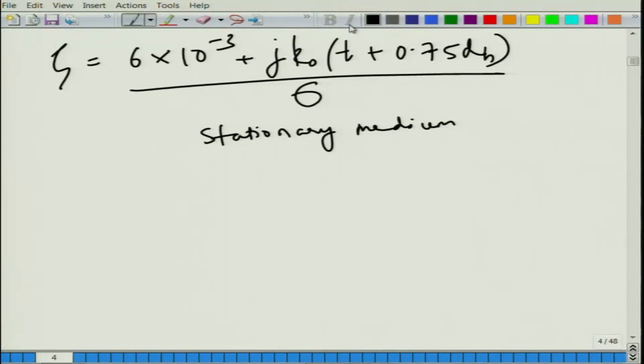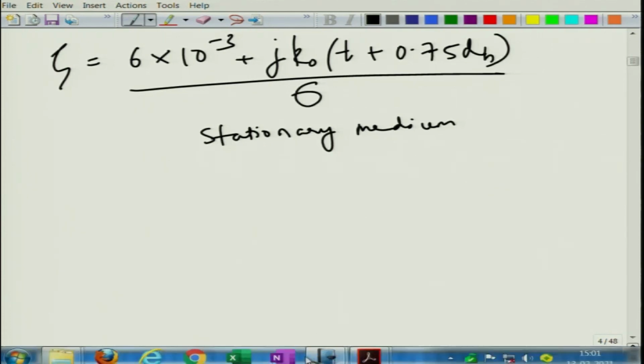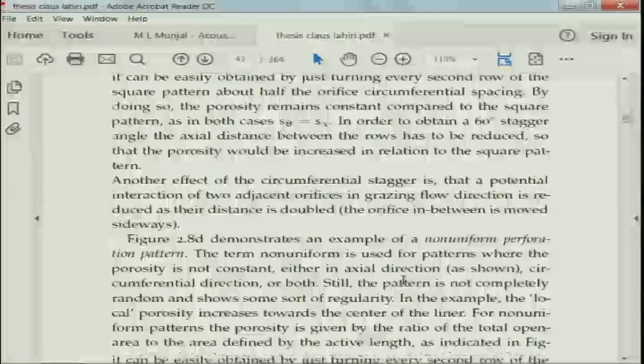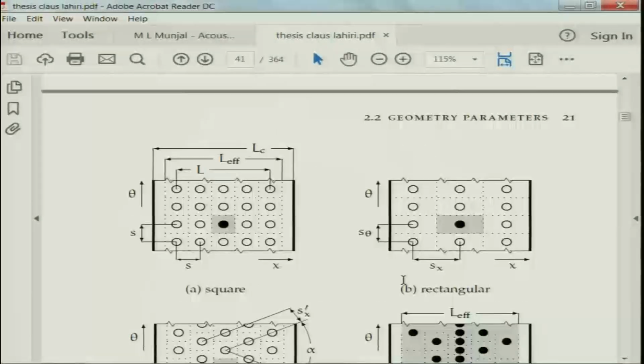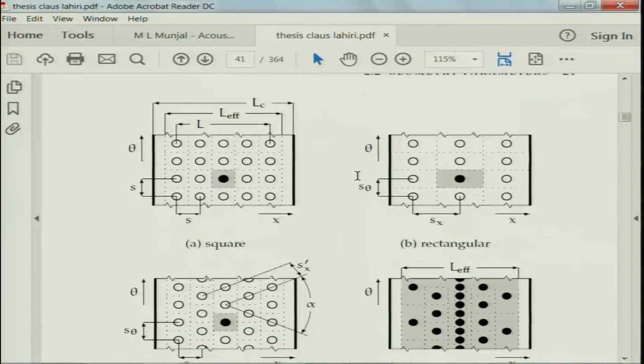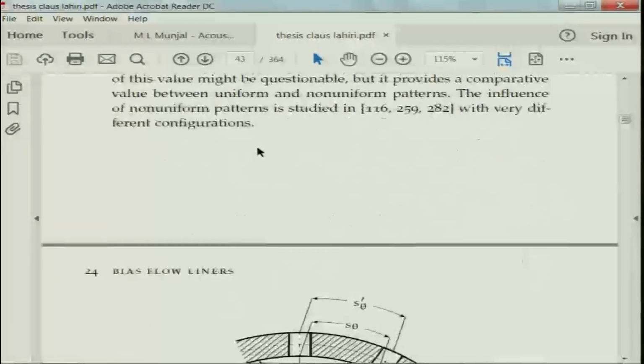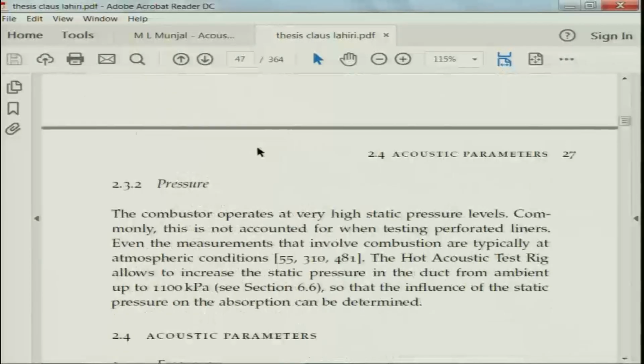So, one reason perforates do well is because they introduce additional damping into the system. They are small viscous losses. All these holes, the array of holes that you have seen, this researcher Lahiri gives very good schematics. They are small holes, and this is the orifice cross section that he has given.